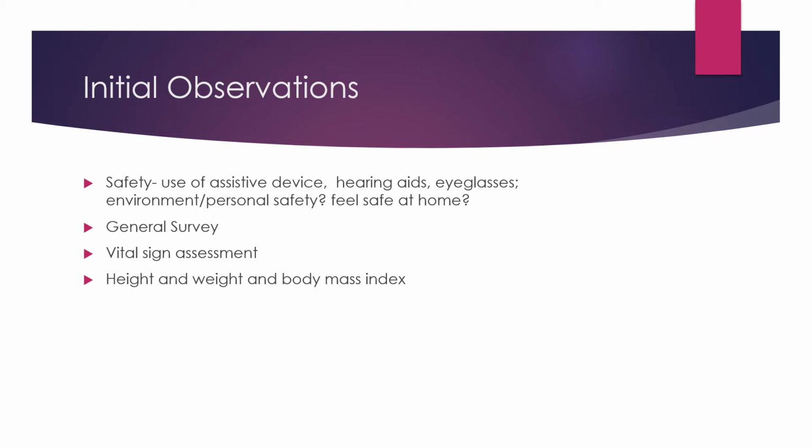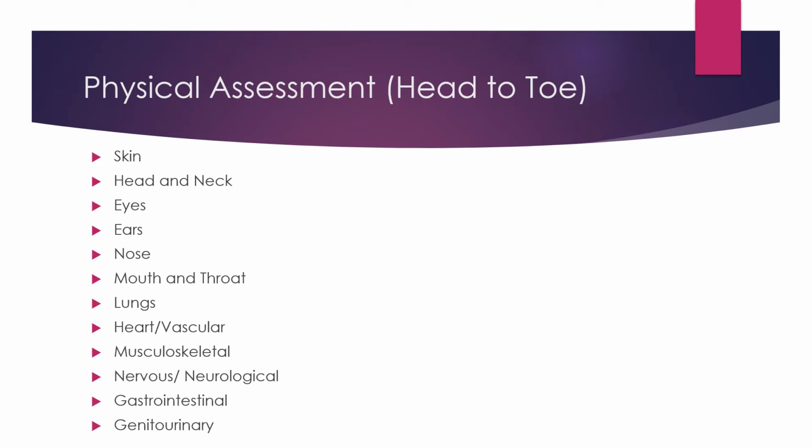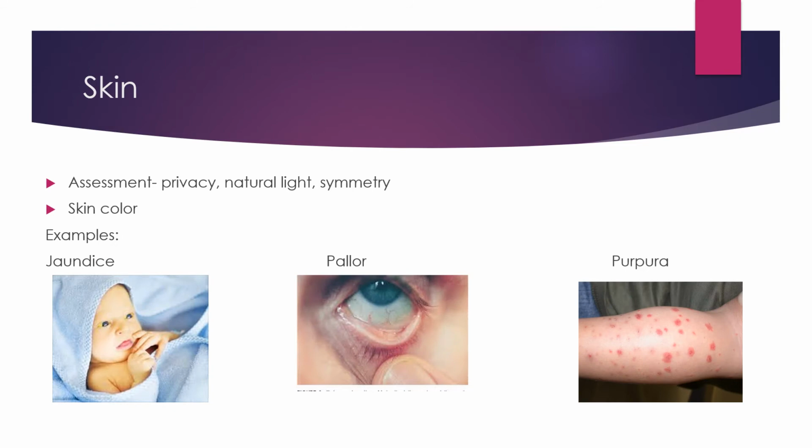During this initial period, you'll assess their vital signs, their height and weight, and their body mass index as well. Then comes your head-to-toe physical assessment, from the skin to the head and neck, the eyes, the ears, the nose, the mouth and throat, the lungs, the heart, the musculoskeletal system, the neurological system, the gastrointestinal system, and the genitourinary system.